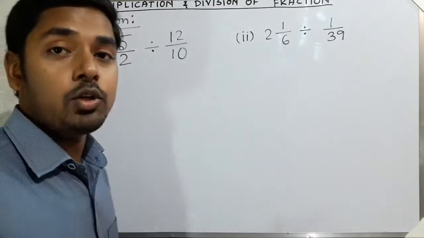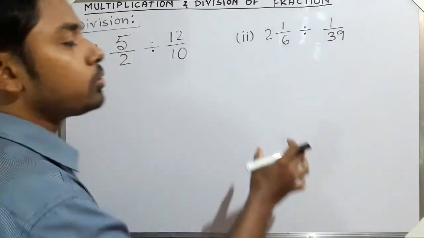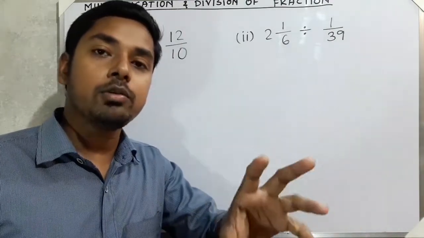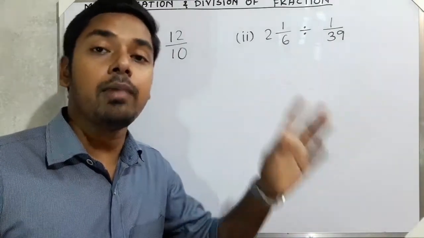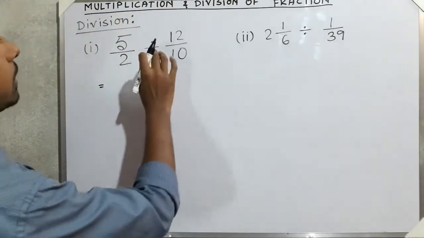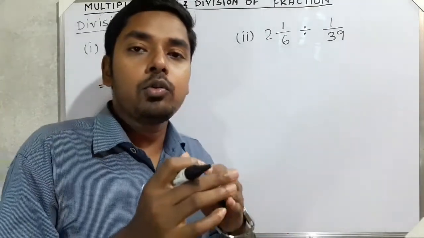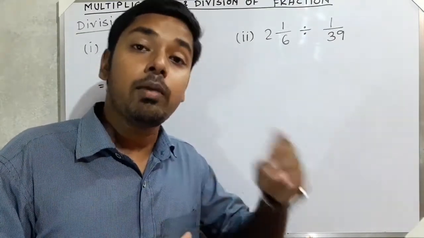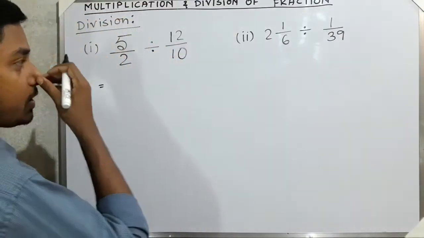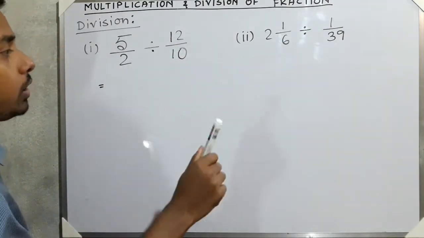Now we will learn how to divide two fractions. What are the rules to divide fractions? You have to use the same concept as you have used for multiplication. Whenever you are having division, the first work is to change the divide sign into multiply. And how to change? Suppose here 5 by 2 divided by 12 by 10. Now I told you the first work is what?